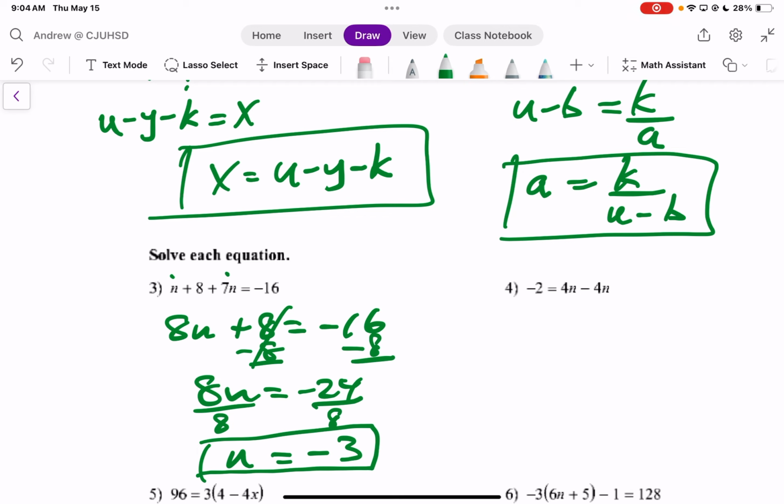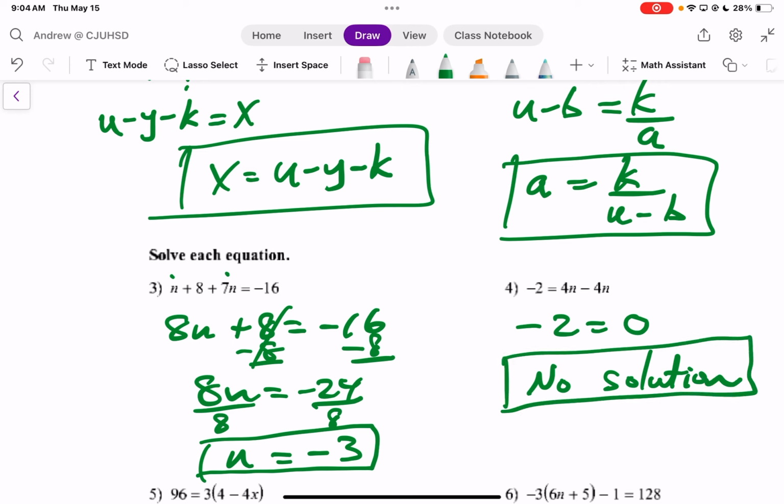Number 4, when you try to combine like terms, you end up with 0. And that's not true. So there would be no value of n that would make this true. This is just not possible. So we'll write no solution. And that could be one of the answer choices in the multiple choice. Actually, I shouldn't write that they're equal. I'll put a little slash through it. They're not equal to each other. That's the problem.